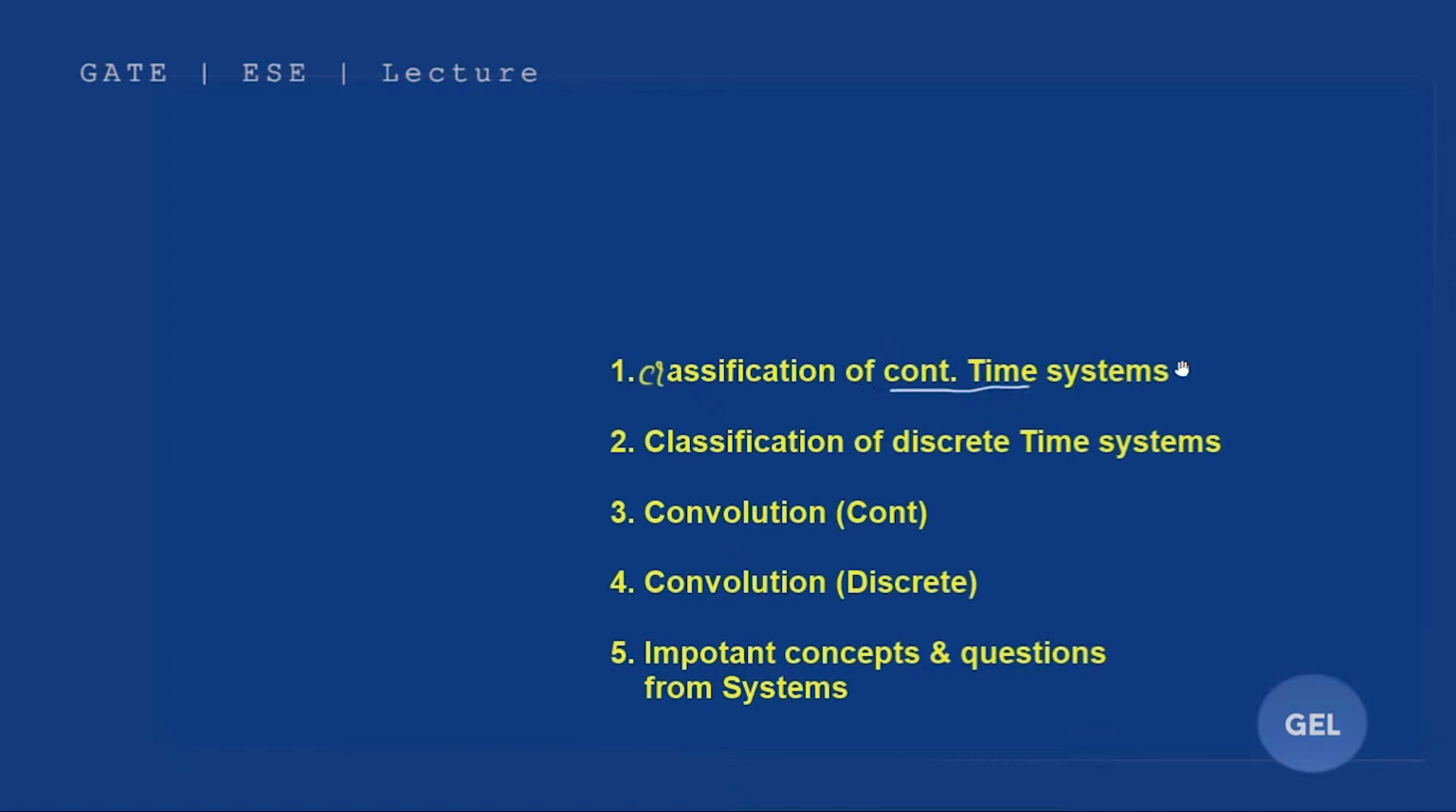Clear? Once we finish this, we get into the same systems but in the discrete time domain: same linear, non-linear, causal, non-causal, time invariant system analysis in the discrete time domain. Then we'll again come back to the continuous time domain and understand convolution. Again, after finishing convolution, we'll get into the discrete time domain and discuss the same concept there.